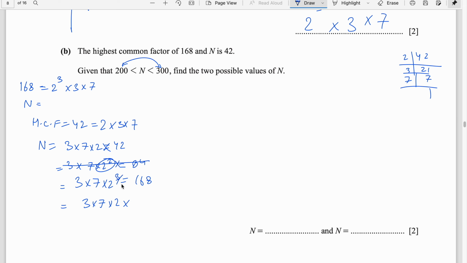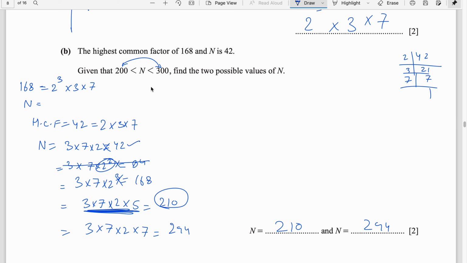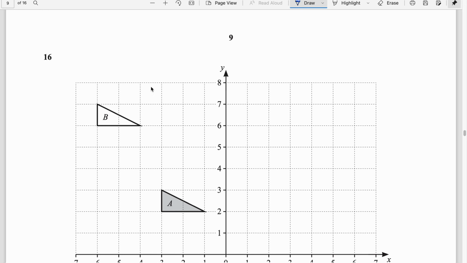So let me think out of the box. If we choose 5, I get 210. Now, when you select the HCF from 3, 7, 2 and 5, you still get 42. And 210 is the first possible answer. Then we keep on trying. The basic number is already there. And you try it with 7, you get 294. This is the second number between these two to have the same HCF. 42 will still give the same HCF, but it is not between 200 and 300.